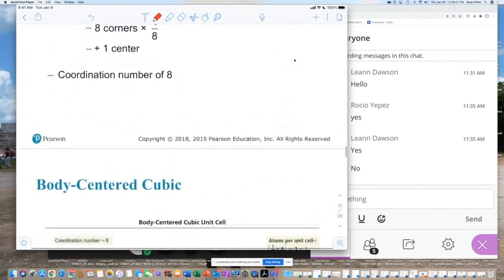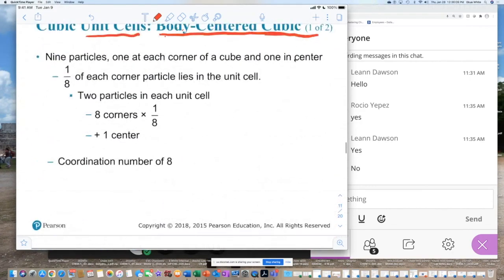Okay, so in the body center, they're saying a lot of stuff here. As you guys saw, we had 8 corner pieces times 1/8. And then we had 1 in the center. Okay, so they are saying coordination number is 8. Since the answer is already given to us, we're trying to see if we can see this.